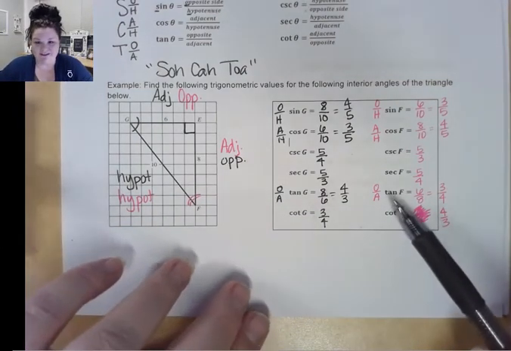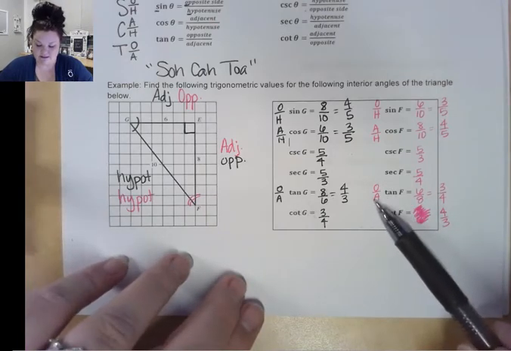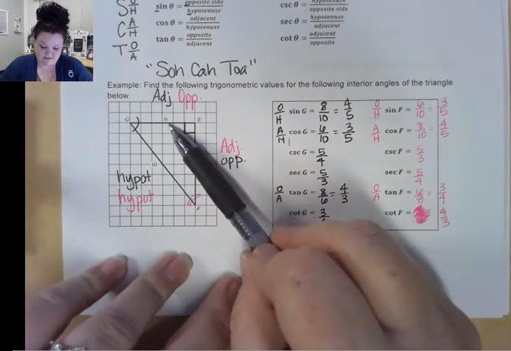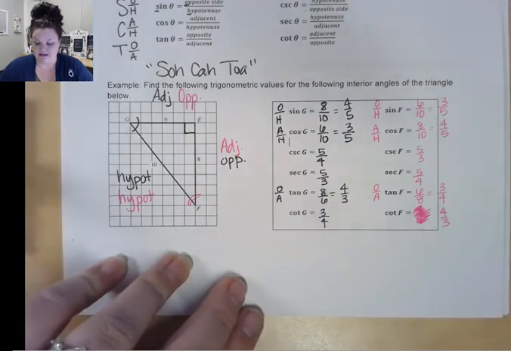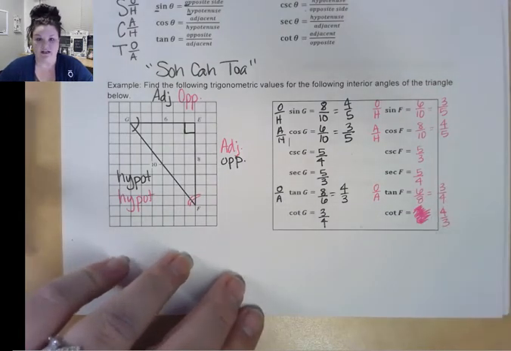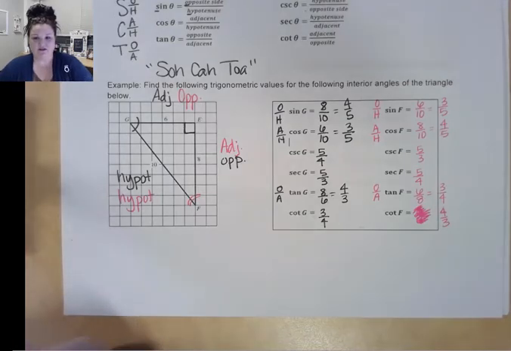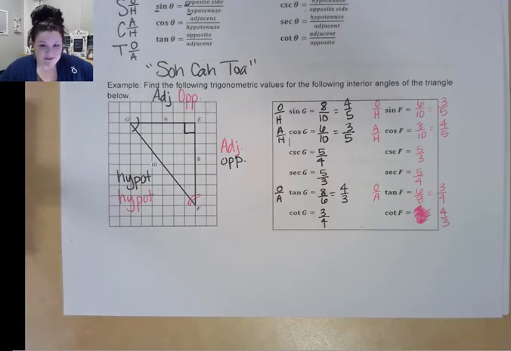Tangent is TOA, or opposite over adjacent. So that gives us opposite over adjacent is 6/8, which reduces down to 3/4. And then we just flip it to get our cotangent value. Okay, so maybe not so bad, right? Learning new things, but still just finding the trig values, which we've done before, right? Just labeling them a little bit different.